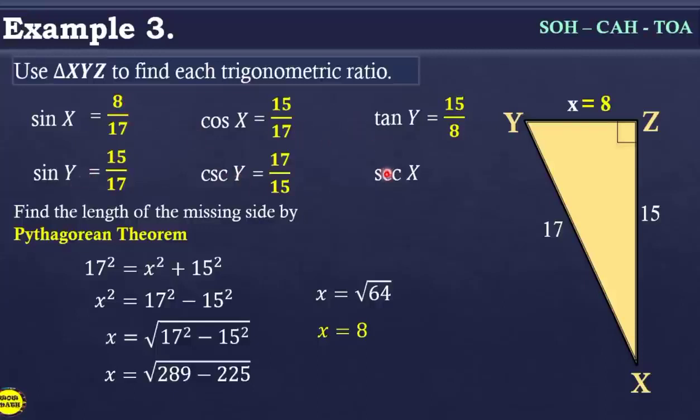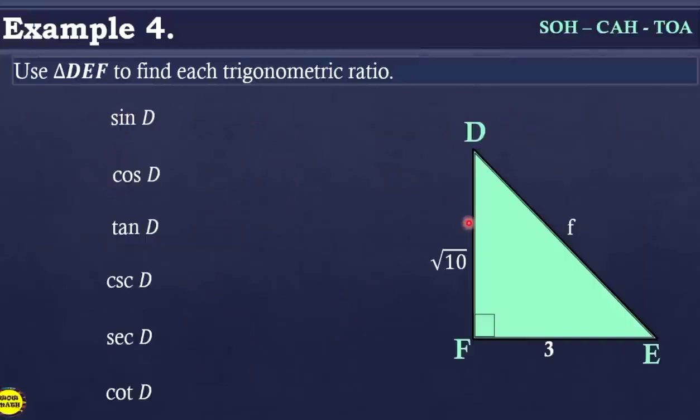So, dito po, secant x, this is the reciprocal of your cosine. So, ito po, x. Tingnan po natin yung angle. So, this is 17 over 15. Next, so we need to give the 6 trigonometric ratios. So, we have sine d, cosine d, all d.